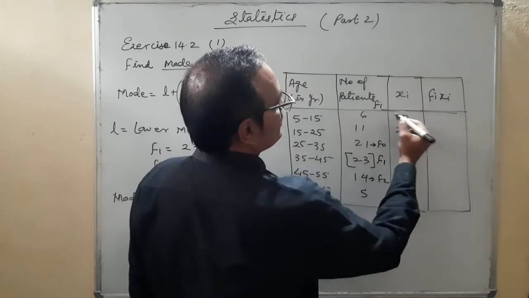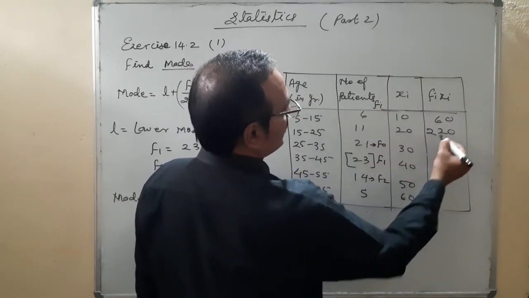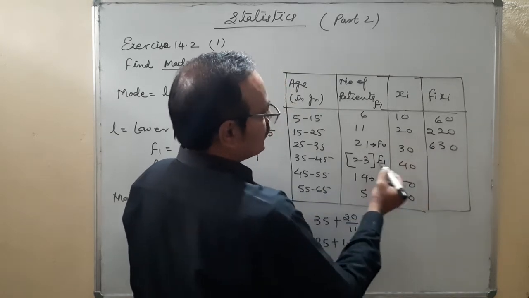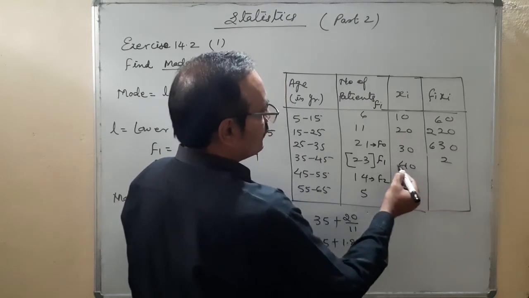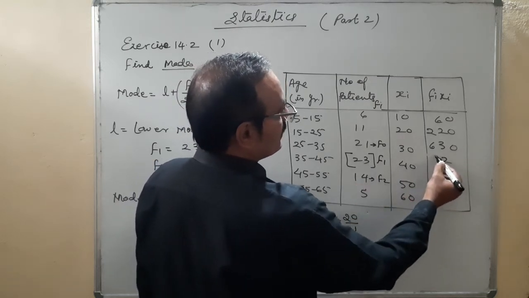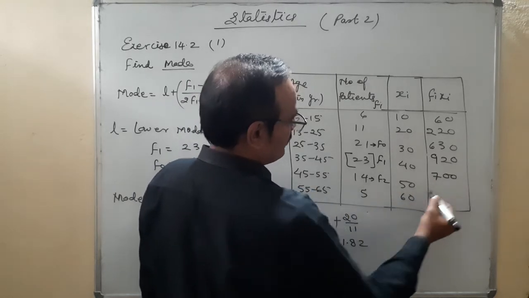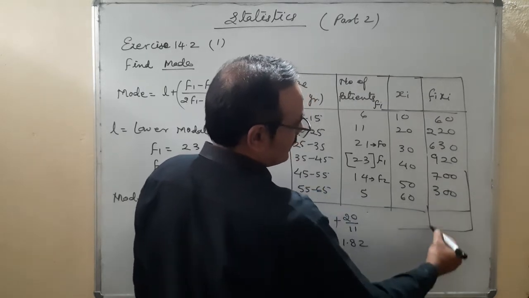Fi Xi: 60. 11 2 is 22, 220. This is 21 3 is 63, 630. That is 23 4, 920. 14 5 is 70, and 6 5 is 30, 300. Okay, this is Fi Xi.